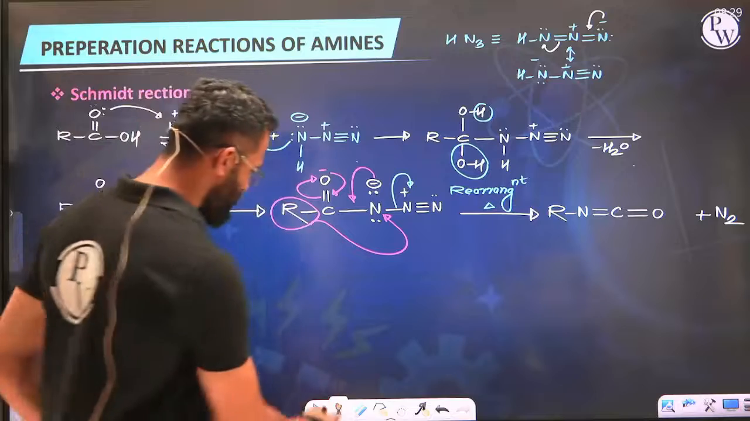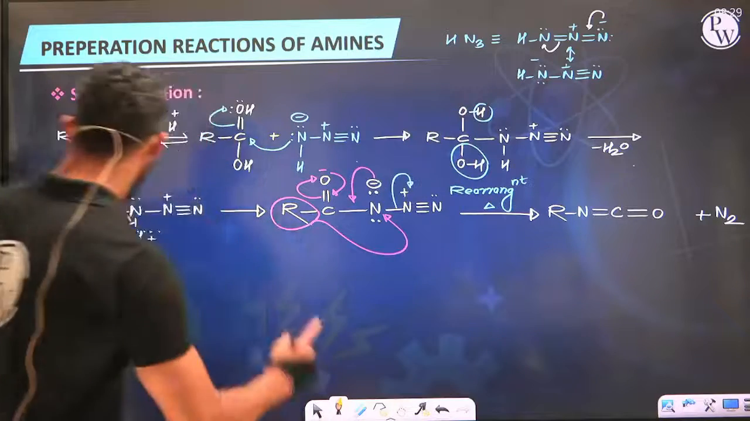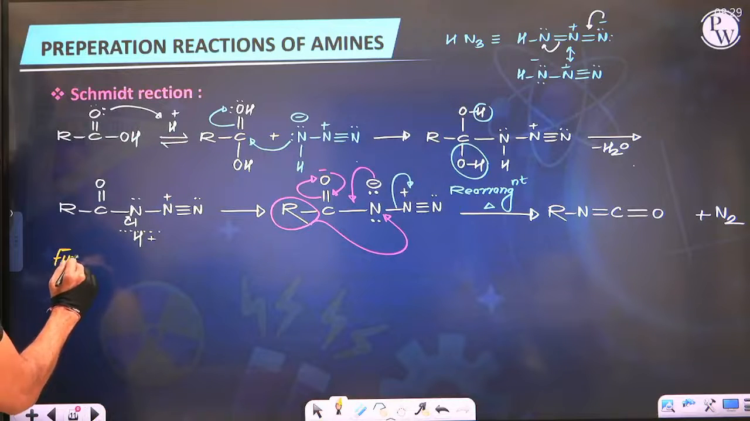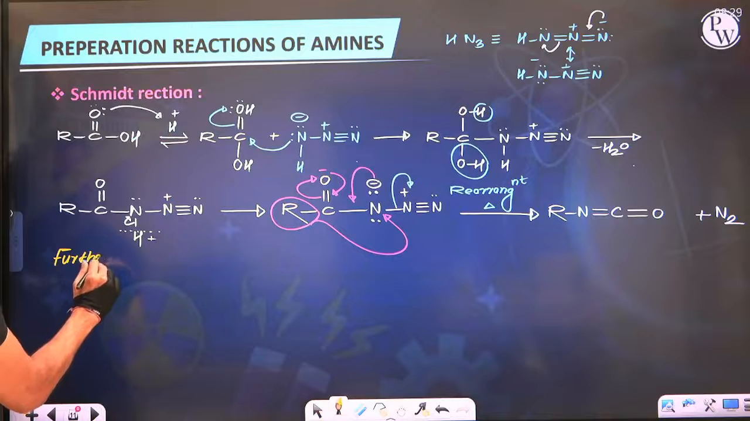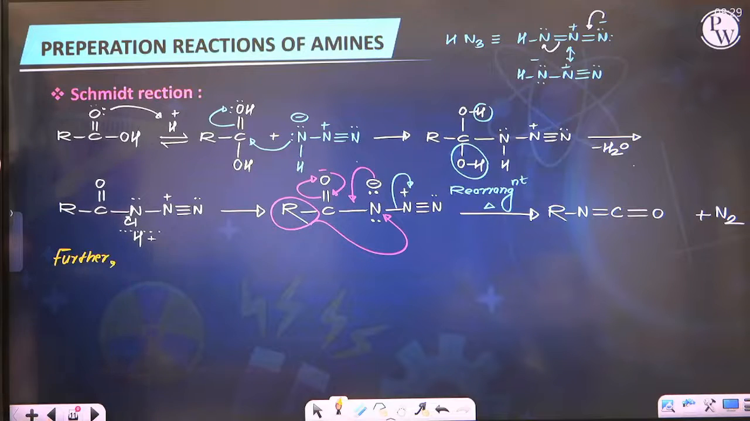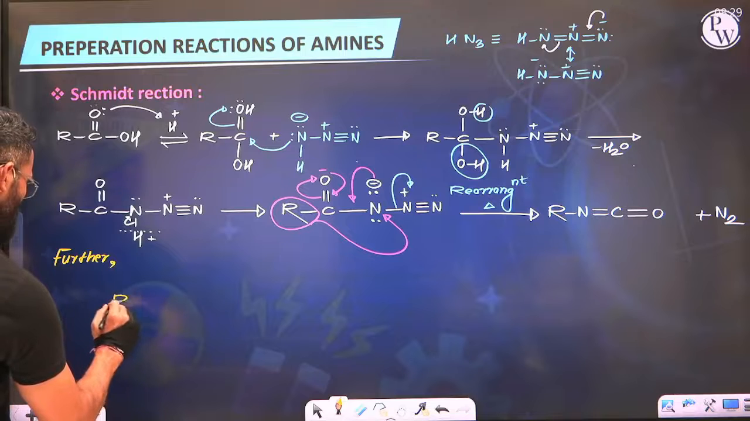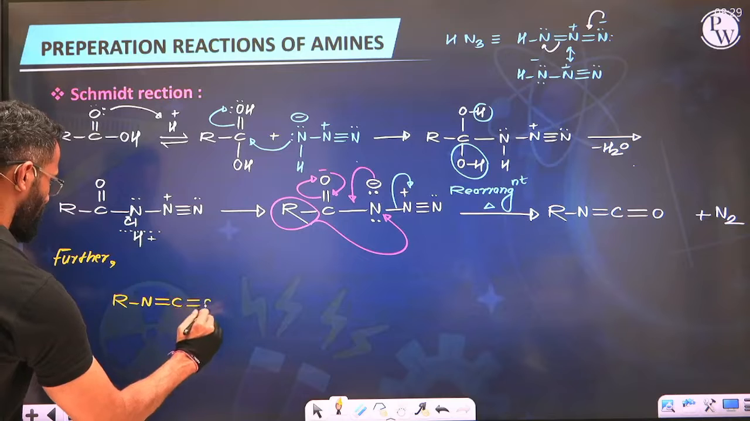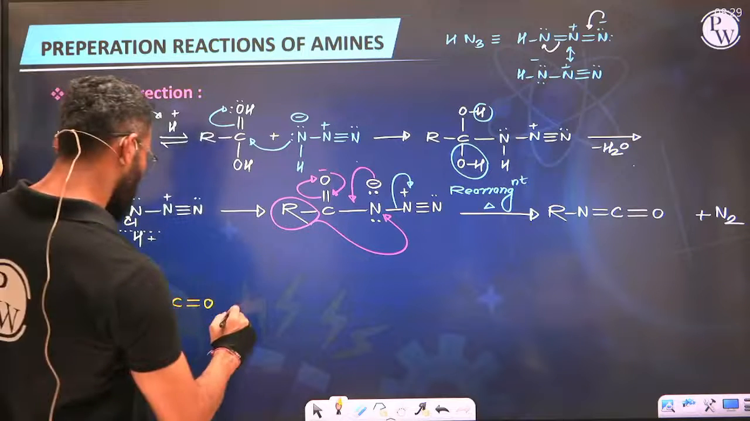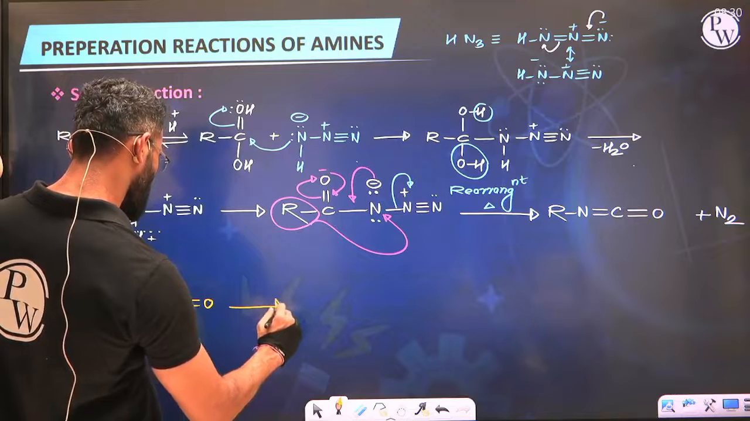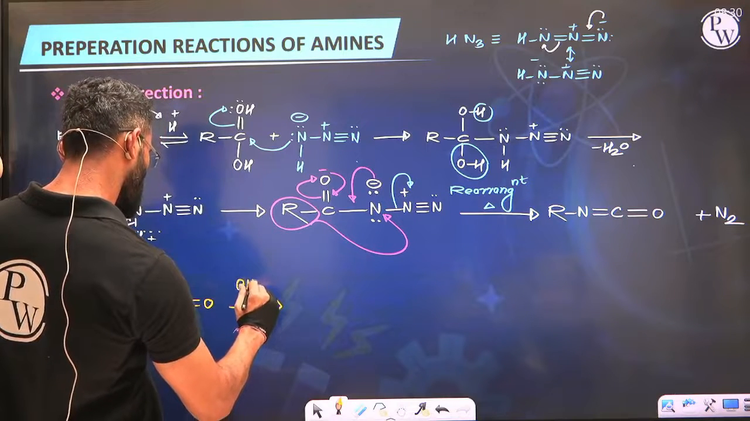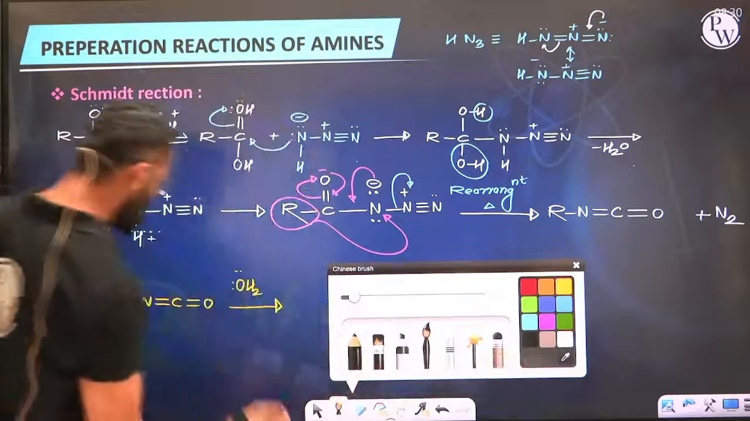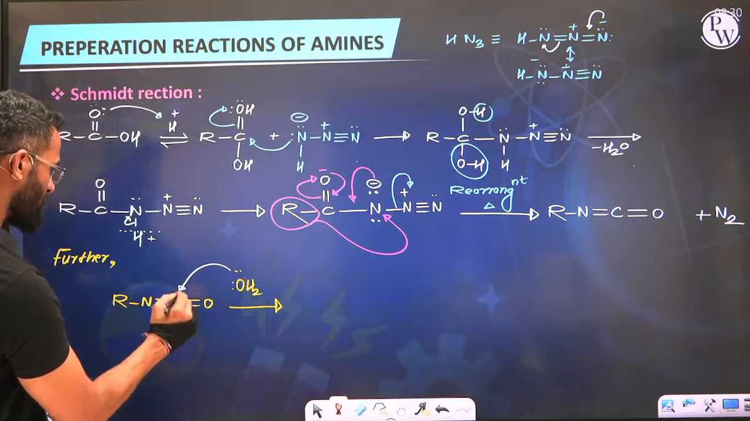And now let's understand, since in all cases we are getting alkyl isocyanate, what happens next? So I'm using different color code here. We have got alkyl isocyanate. So I'm writing here further. In all these cases, alkyl isocyanate is treated with water. So we are hydrolyzing it. Look here. Electron rich oxygen attacking at the carbon. This bond will break.